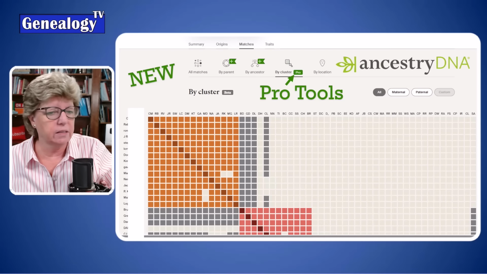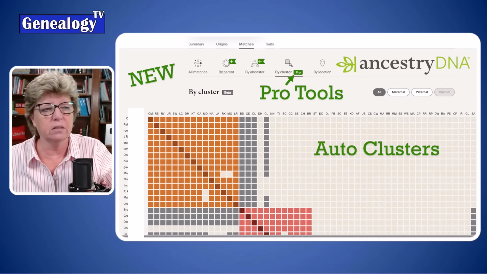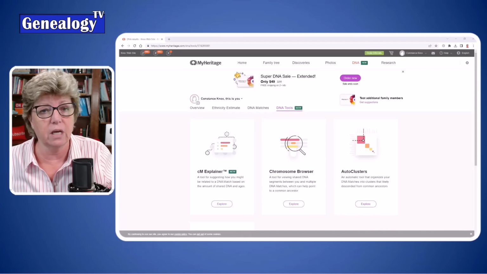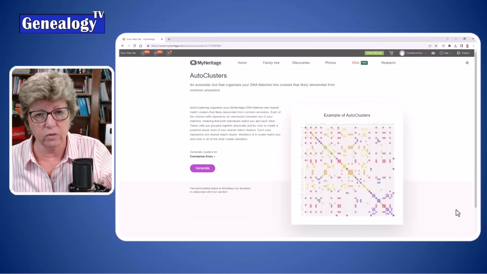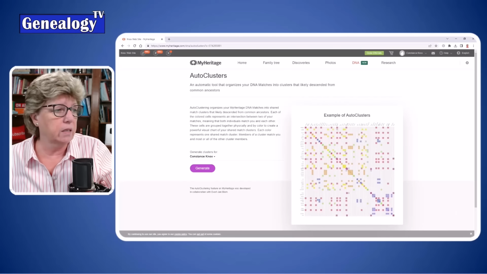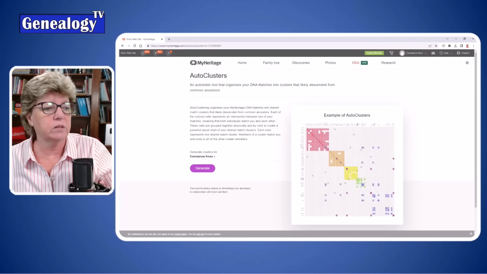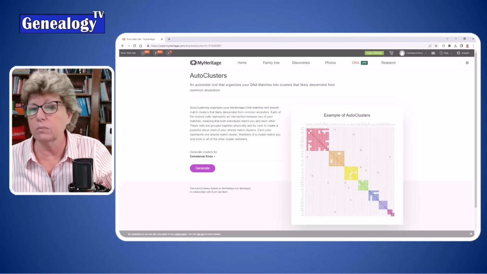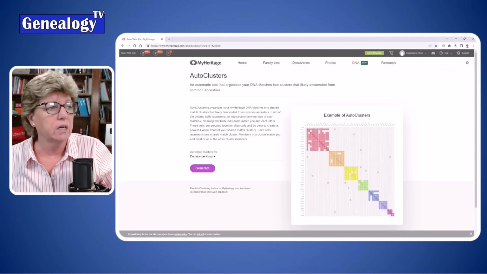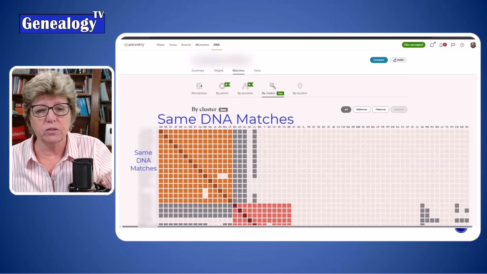Ancestry is brand new this week. I just got it, and a few people got it last week. So it does this auto clustering. Now, auto clustering is not new. It has been on MyHeritage's website for several years, and it is a tool that originally, I believe, was born from the Leeds method and Evert-Jan Blom's technology. And MyHeritage has had it for a few years, but now Ancestry is starting to catch up.